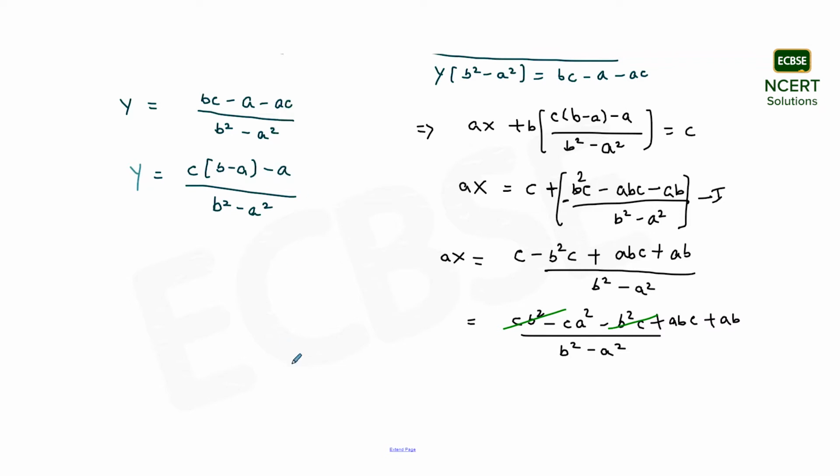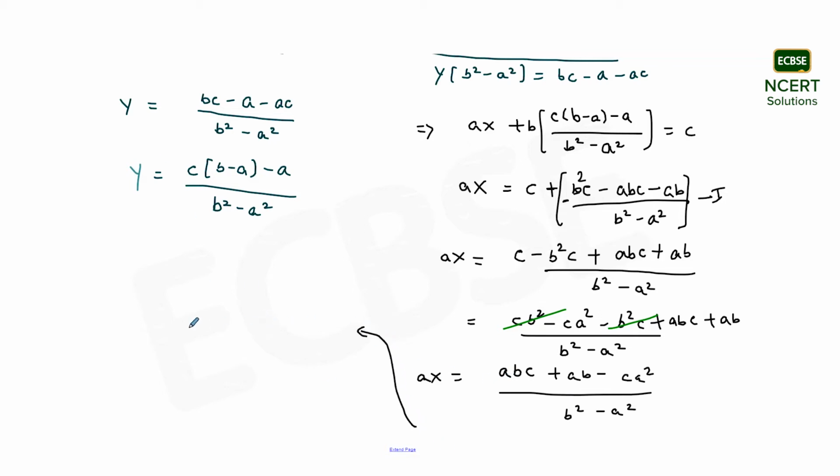So from here, I'll be getting AX is equal to (ABC plus AB minus CA square) divided by (B square minus A square). Right. Now, see, I can take A common in the numerator.